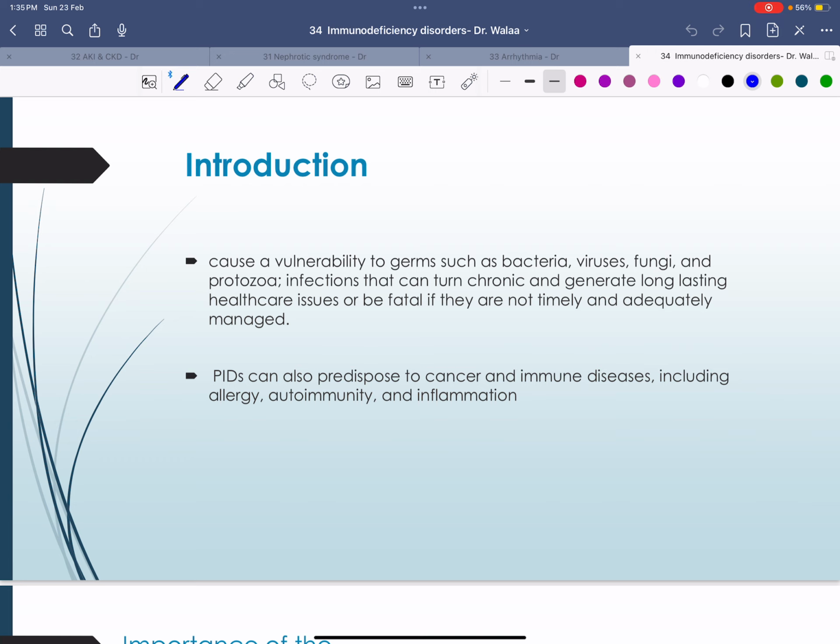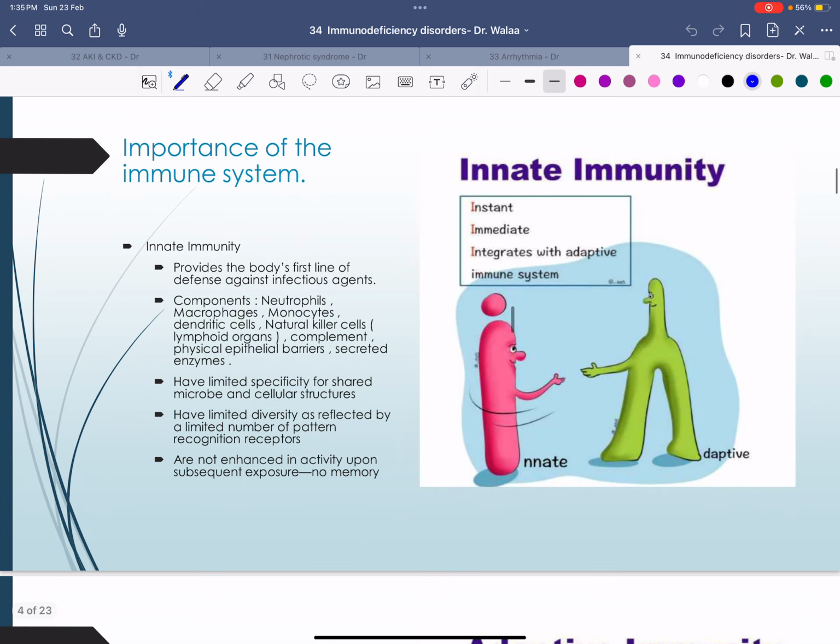Okay? One important function of our immune system is recognition of self versus non-self antigens, right? So any error in the recognition of self and non-self antigen will lead to autoimmunity, meaning that our immune system is attacking our own cells, our own antigens, okay? So we divide our immune system into two major groups, the innate and the adaptive immune system, okay?